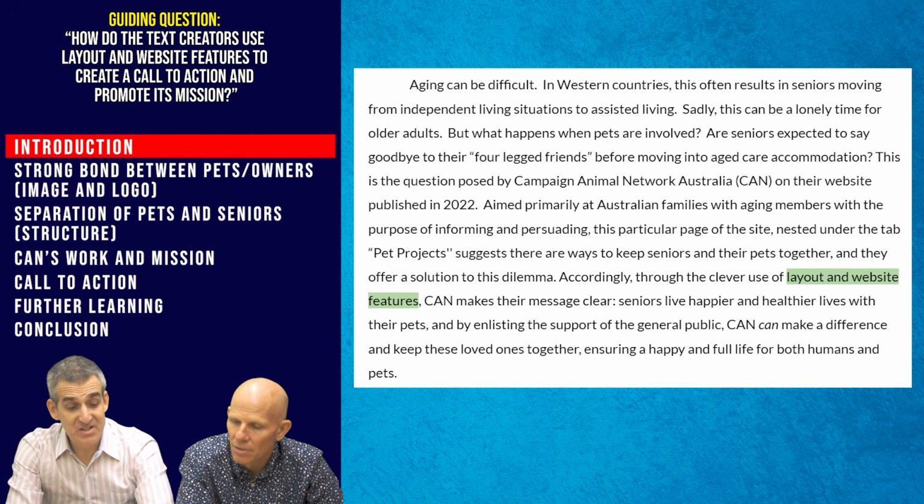Yeah, let's look at some really specific phrases, Mr. Giles, and really point these out. I really like how they aim primarily at Australian families. I think that's another way of identifying the target audience. Really clever that they've done that here.